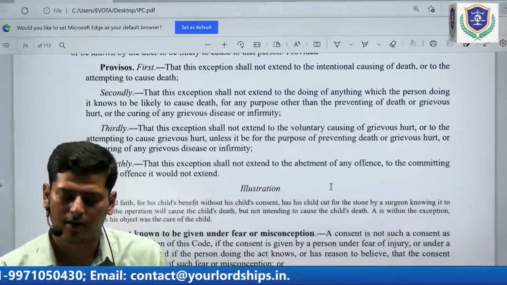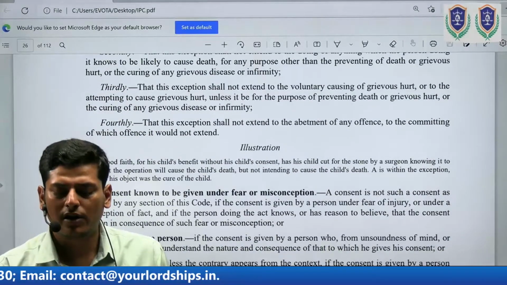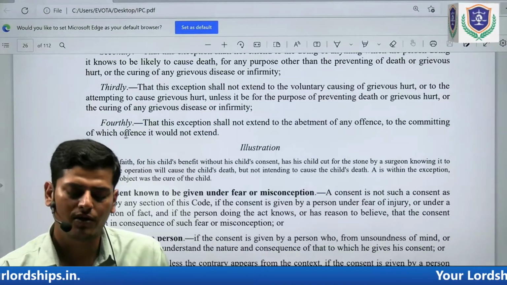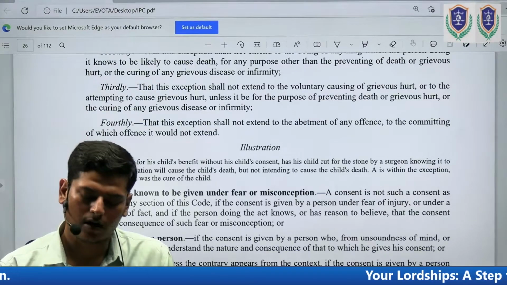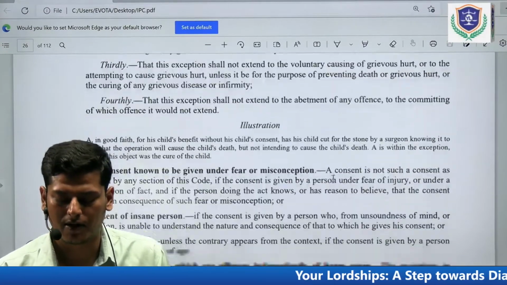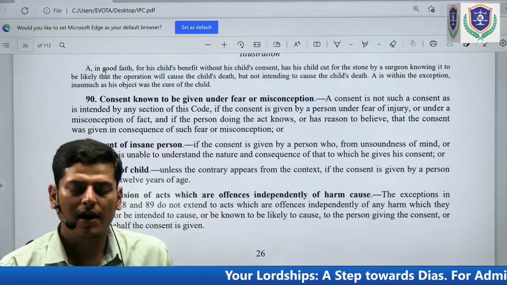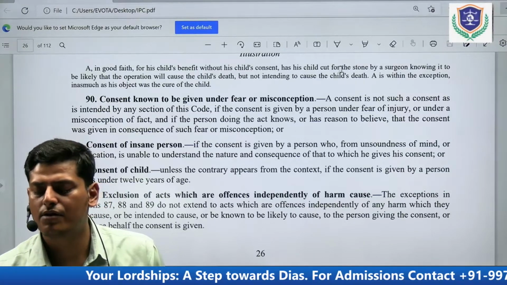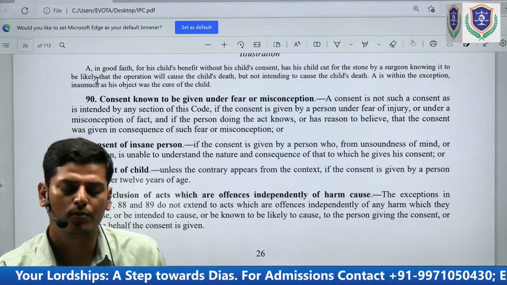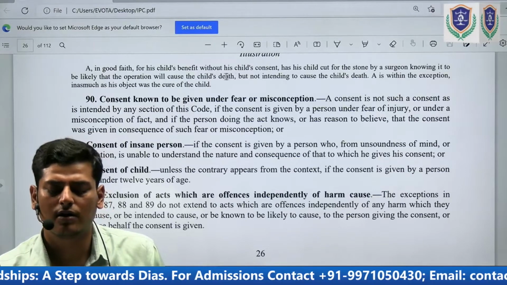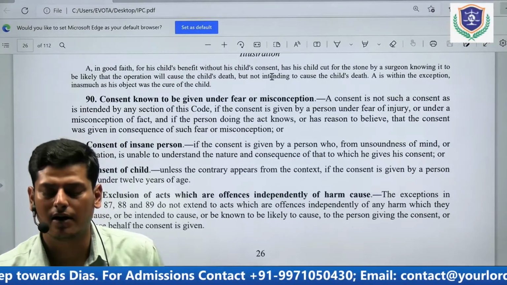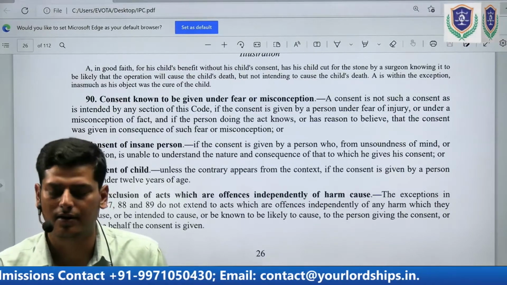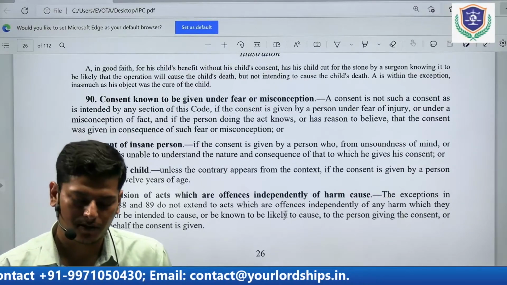Fourthly, that this exception shall also not extend to the abetment of any offense to the committing of which offense it would not extend. If it does not extend to the offense, it will not extend to abetment either. Illustration: A, in good faith for his child's benefit, without his child's consent, has his child cut for the stone by a surgeon knowing it to be likely that the operation will cause the death, but not intending to cause the death of the child, rather it's for the benefit of that child. A is within the exception.